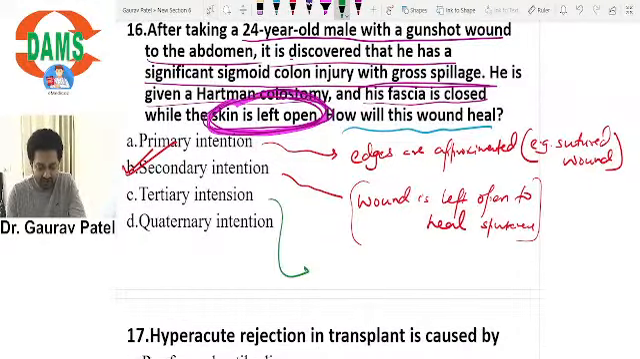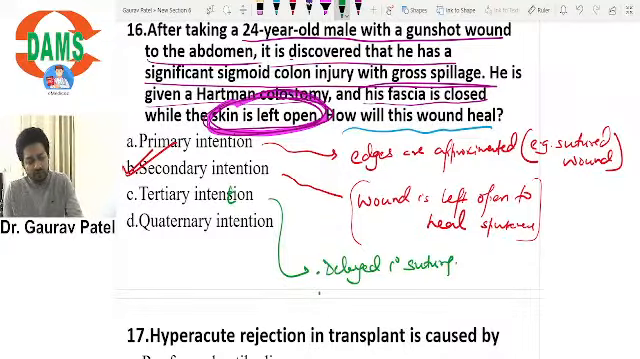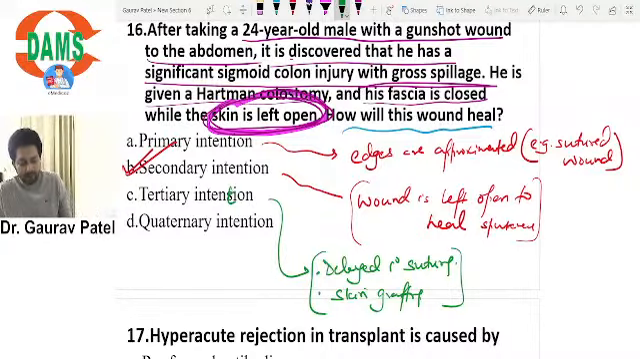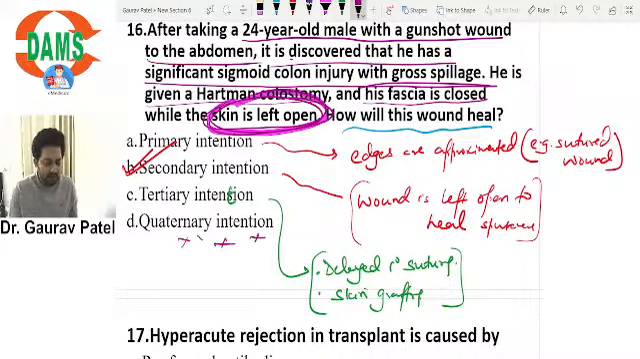Tertiary intention is delayed primary suturing, in which you will do the suturing after 2 to 6 days. After you make the wound clean, you do the suturing after 48 hours to 6 days. And if there is skin grafting, in these cases the wound will heal by tertiary intention. There is nothing like quaternary intention. There is no name like quaternary. It is just given to confuse you.